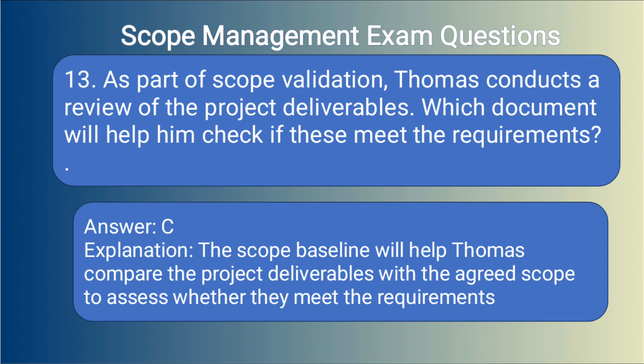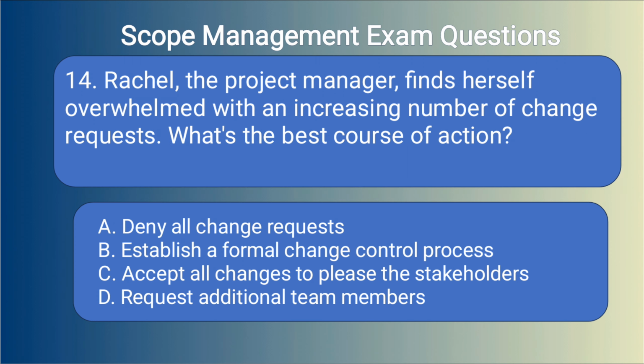Answer: C. Explanation. The scope baseline will help Thomas compare the project deliverables with the agreed scope to assess whether they meet the requirements. 14. Rachel, the project manager, finds herself overwhelmed with an increasing number of change requests. What's the best course of action? A. Deny all change requests. B. Establish a formal change control process. C. Accept all changes to please the stakeholders. D. Request additional team members.